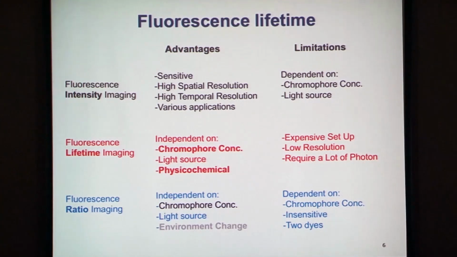The limitation of fluorescence lifetime imaging is that it is unfortunately expensive, and the resolution will be low because we require lots of photons. So we have to compromise on this part. When you compare fluorescence lifetime imaging with fluorescence ratio imaging, I would suggest that lifetime imaging is much more precise. Ratio imaging is sometimes somewhat independent of chromophore concentration, but when you go to extreme concentrations, the ratio will be affected. Some of you may know this. Also, in ratio imaging you have to use two dyes. So fluorescence lifetime is much better than ratio imaging.